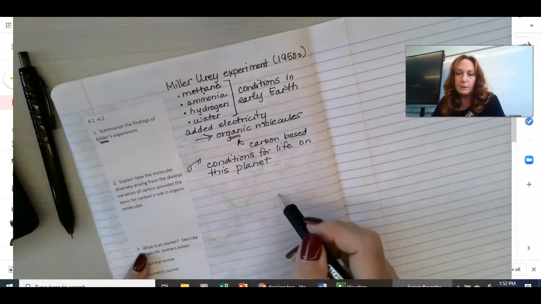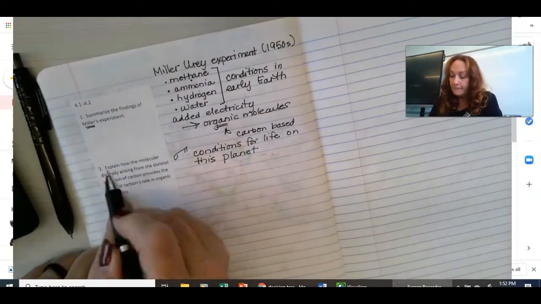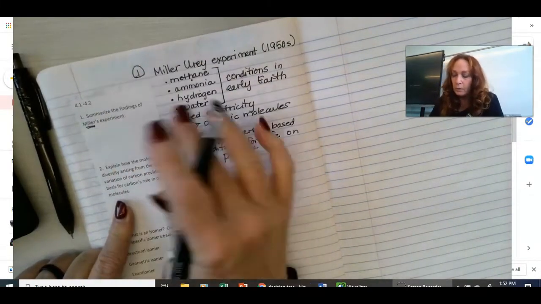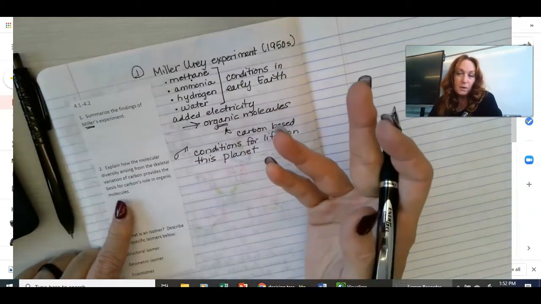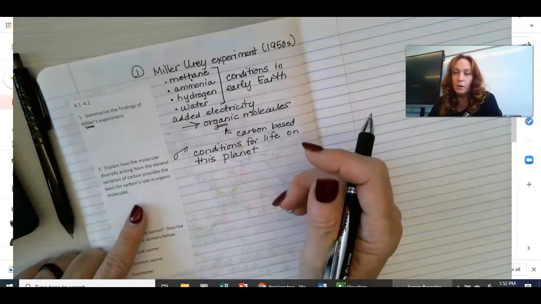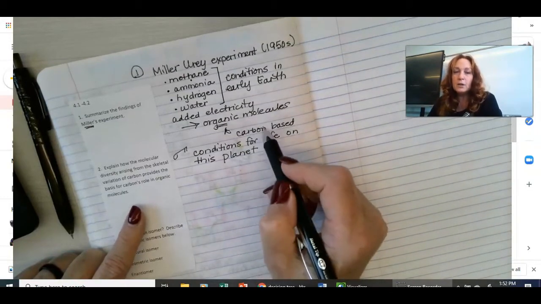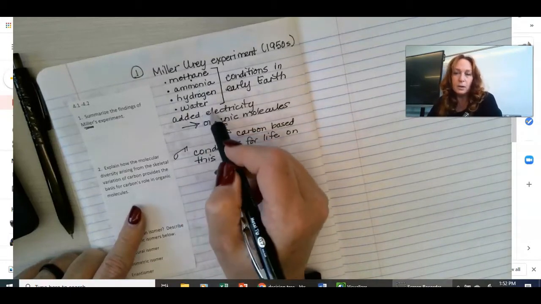So the only reason I told you that is because they sometimes act like you know that. The beginning of the work starts here. So this is not a memorize. This is just a, okay. So somebody did an experiment where they proved that you can actually get something fairly complex out of something simple, and these were the conditions that were available.